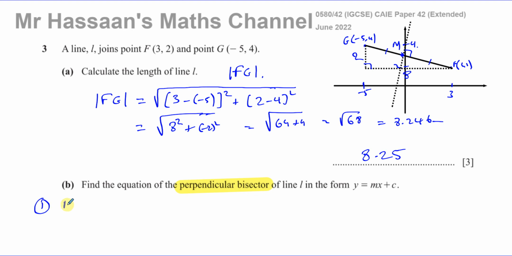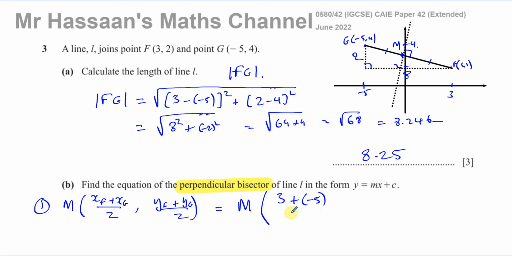We need to know the midpoint of the line. The midpoint of the line is given by finding the average of the coordinates, so xf plus xg divided by 2 and yf plus yg divided by 2. So the midpoint is given by the x coordinate of f, which is 3, plus the x coordinate of g, which is minus 5, divided by 2, and the same for the y coordinates, 2 plus 4 divided by 2.